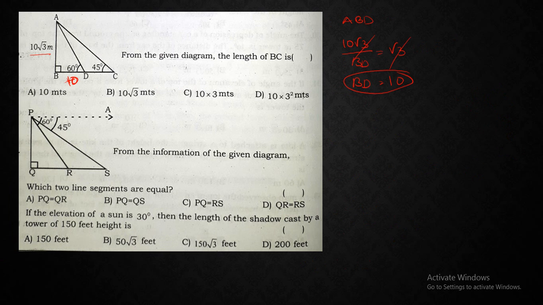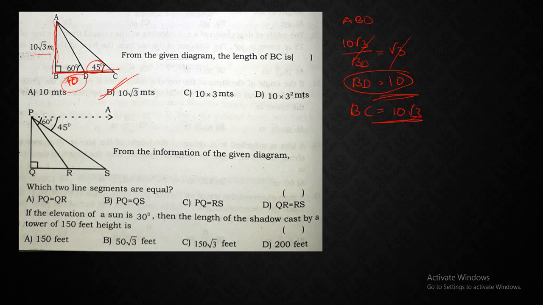Next, already what do we know? Since this is 45 degrees, this height will be equal to this distance, right? Already what is given? BC is equal to 10 root 3. So no need of doing this also. So the answer is 10 root 3. If you want this, then this is nothing but 10.